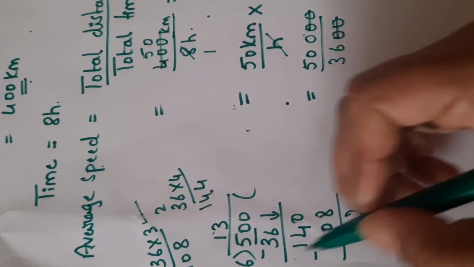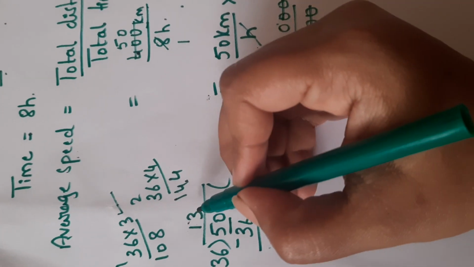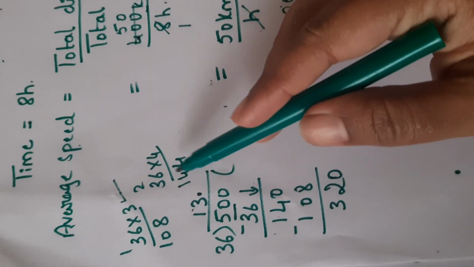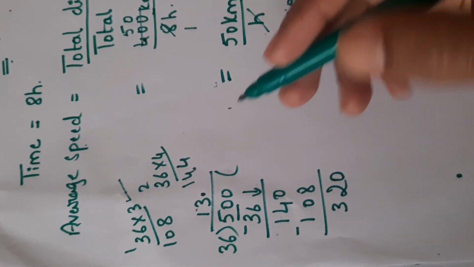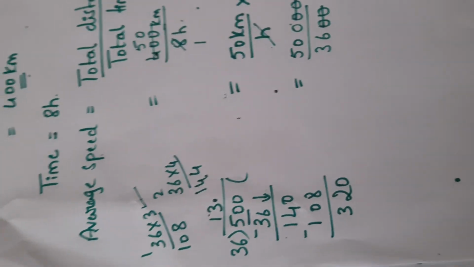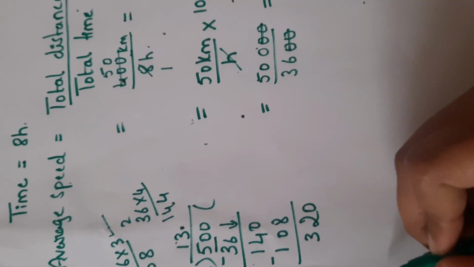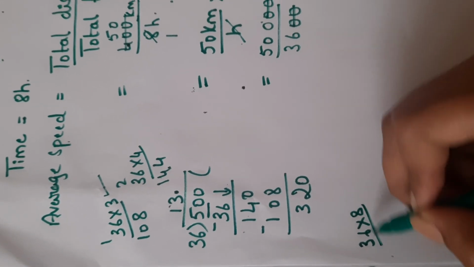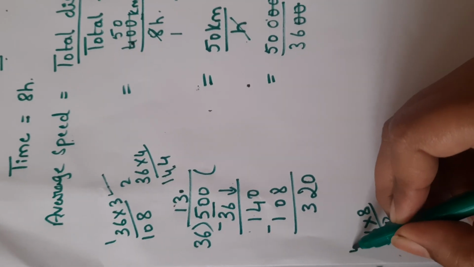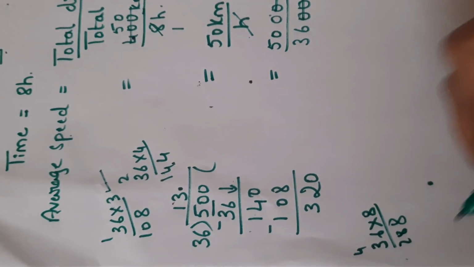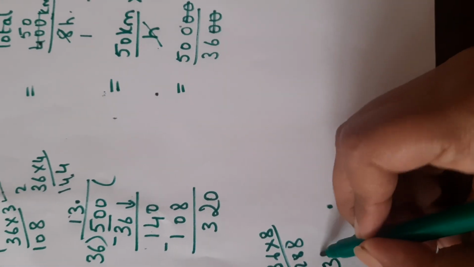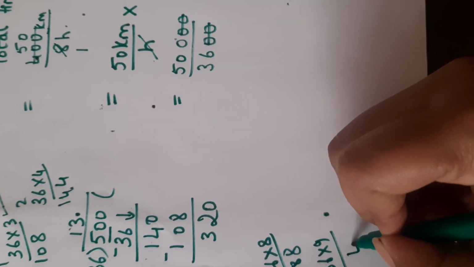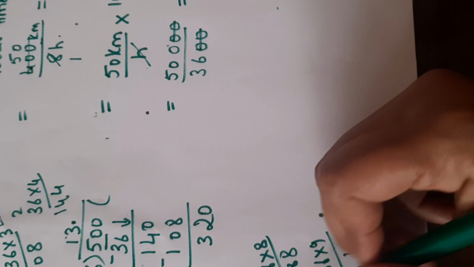We have 32, but 36 is not divisible. So what we do? Keep the decimal point and take 0. Now 4 times only we got 144, so let us try with 8. 36 into 8 if you do, 8 6s are 48, 4 carry, 8 3s are 24 plus 4, 288. So we can go with the next number because we have 320. 9 6s are 54, 9 3s are 27 plus 5.